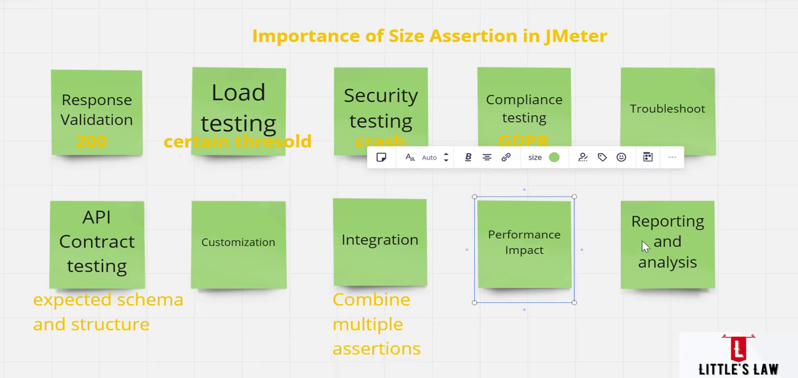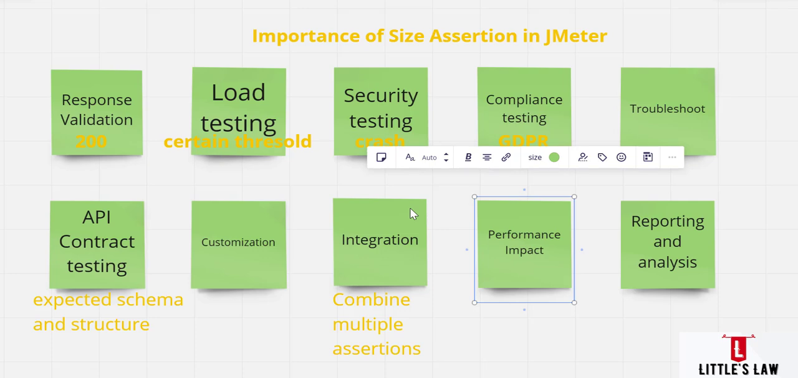And finally, the last point, which is the reporting and analysis, where JMeter provides detailed test results and reports that can help us to analyze the behavior of our system under different loads and conditions. The size assertion can provide valuable insights into the performance and scalability of our application and can help us to identify potential issues before they become critical. So these are the various advantages or the importance of using size assertions in JMeter.